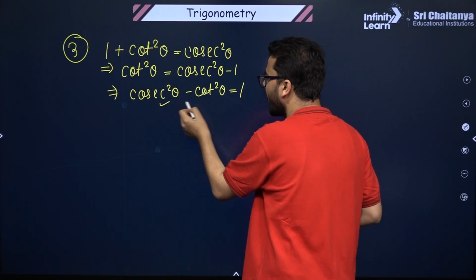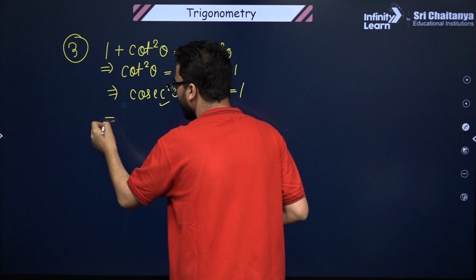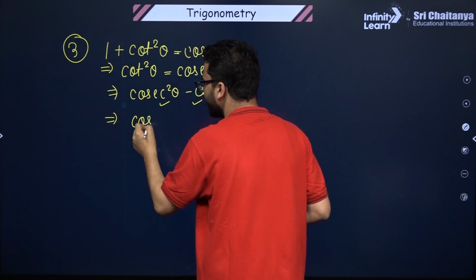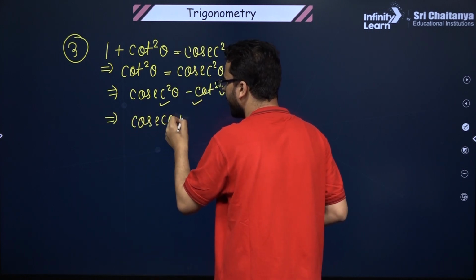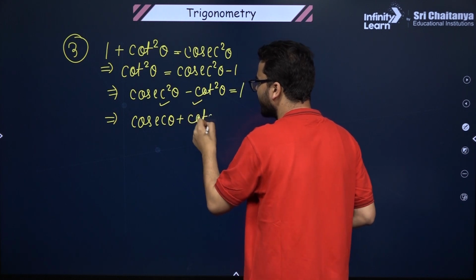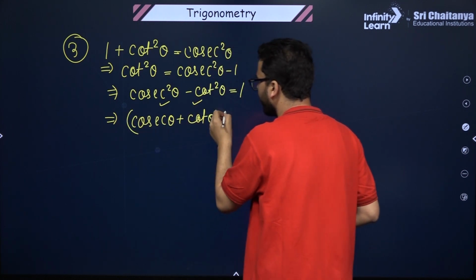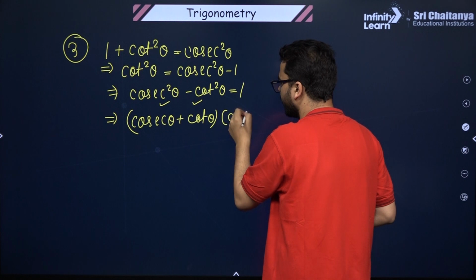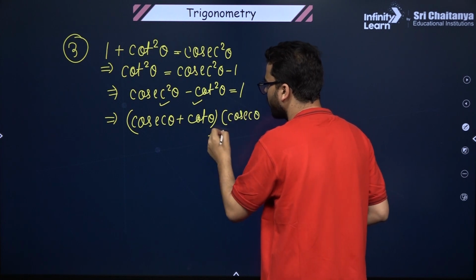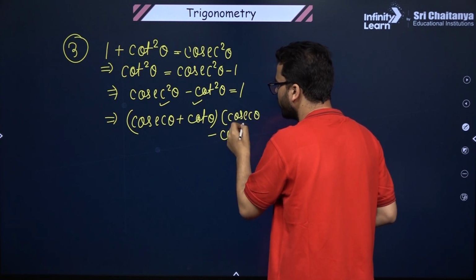Now the same thing we can do as we did in tan and sec identity. We can use x square minus y square identity over here. So we can say this is cosec theta plus cot theta into cosec theta minus cot theta, and that is equal to 1.